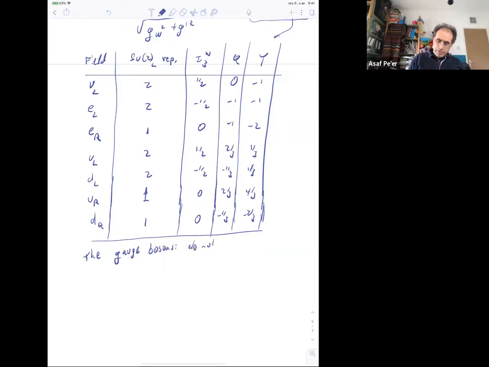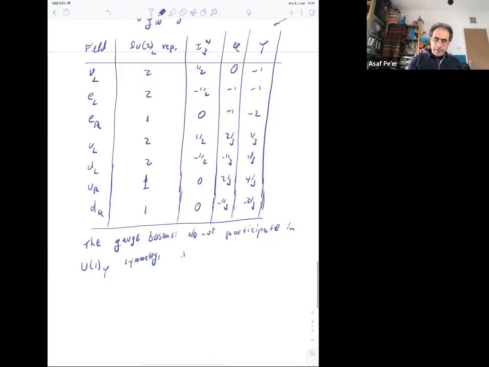Right, they do not participate in the U(1)Y symmetry. And because they don't participate, it means that their hypercharge is zero.